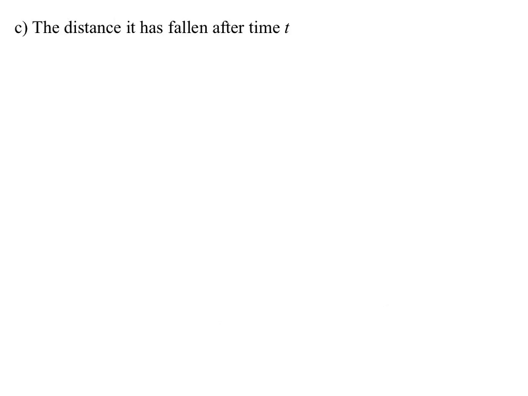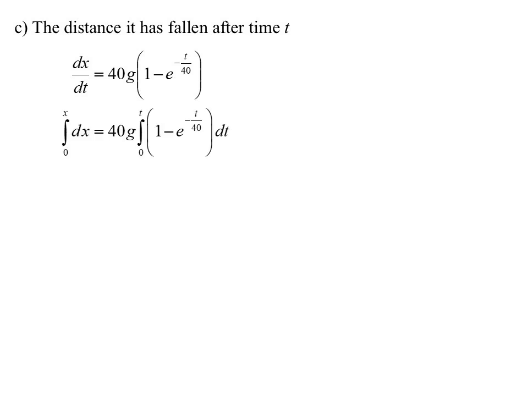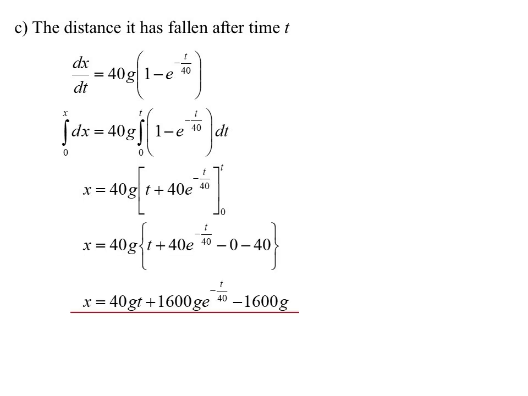How far has it fallen? Well, now that I've got an expression for velocity, I'll link displacement and time together. So dx/dt. Again, separate out our variables. Subbing into this one, ooh, what a lovely expression. There's an expression for the distance that has fallen: 40gt plus 1,600 g e to the minus t on 40 minus 1,600 g.